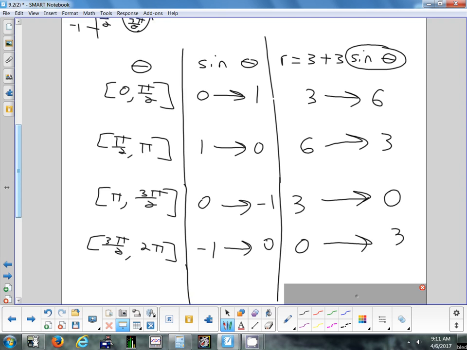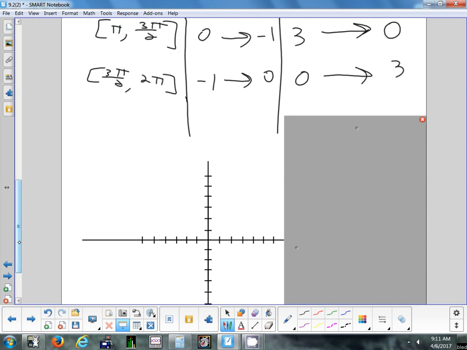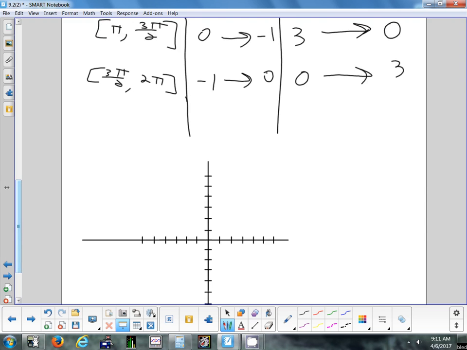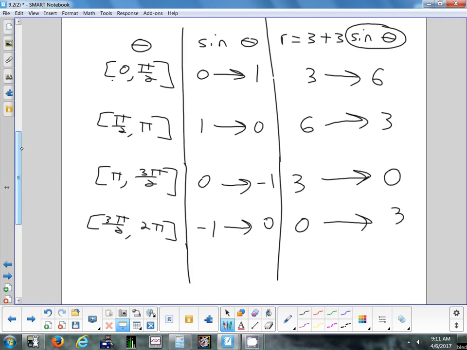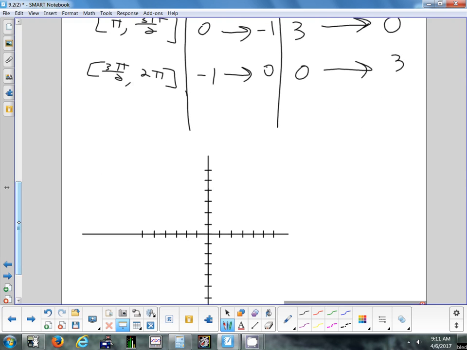Okay, so I'm going to try to draw that, and I'm going to draw everything curved. Okay, so let's see what we can do. So in the section from 0 to 90, the radius starts at 3. So when my angle is 0, my radius starts at 3. And by the time I get to 90, the radius is going to grow to what number?